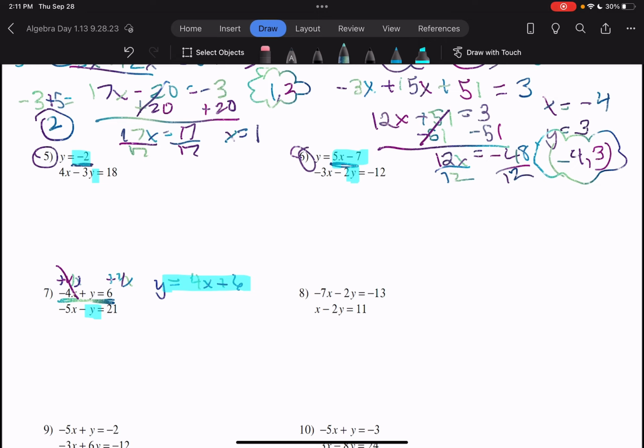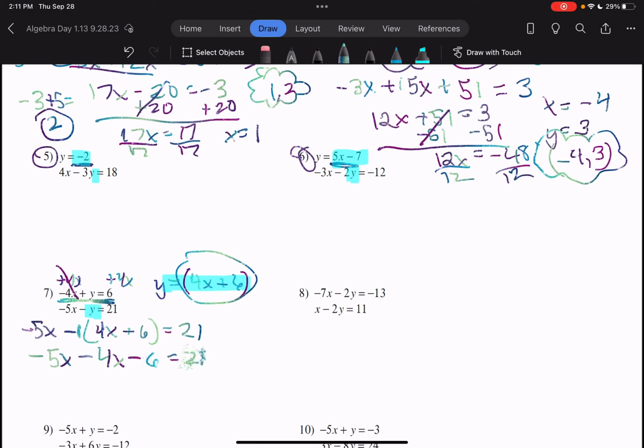So I do see that there's a negative in front of the y, so I'm going to have to be careful and remember to use my parentheses. So negative 5x minus this whole thing. So 4x plus 6 equals 21. Now the reason these parentheses are so important is because this is really a negative 1 in front of here. And so I have to distribute the negative through those parentheses. Negative 5x minus 4x minus 6 equals 21.